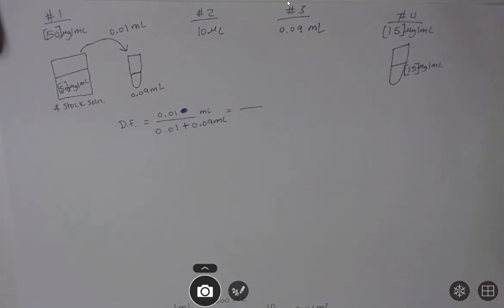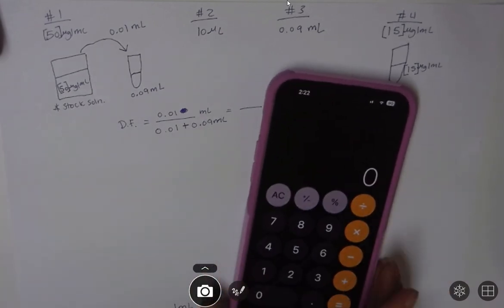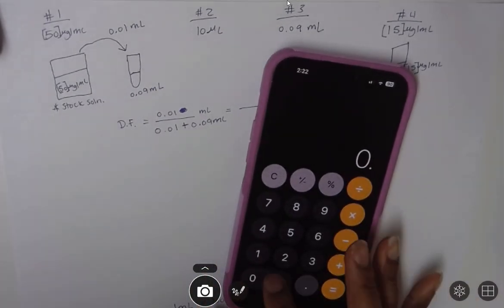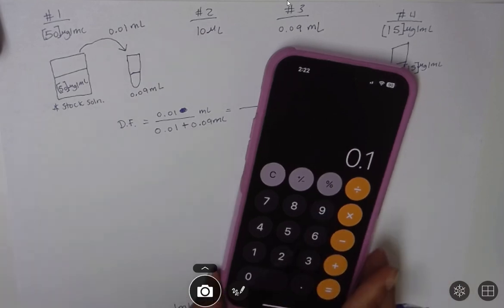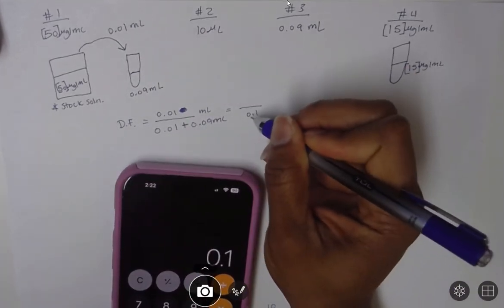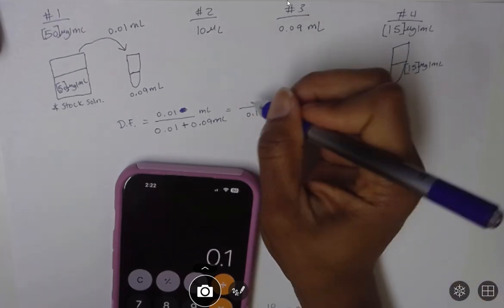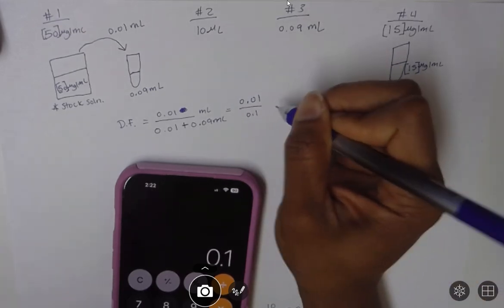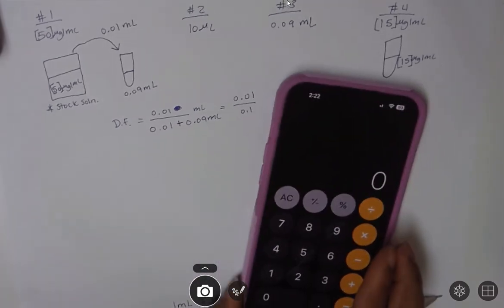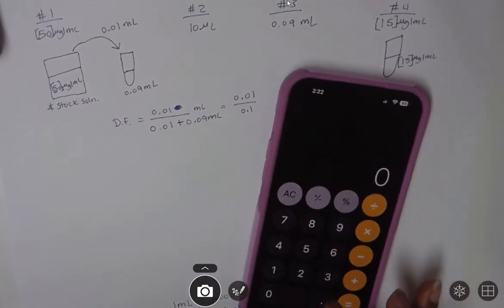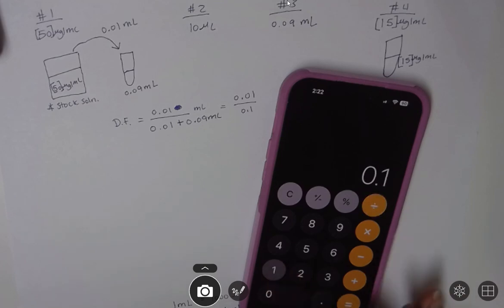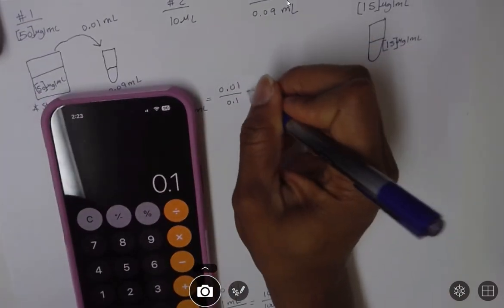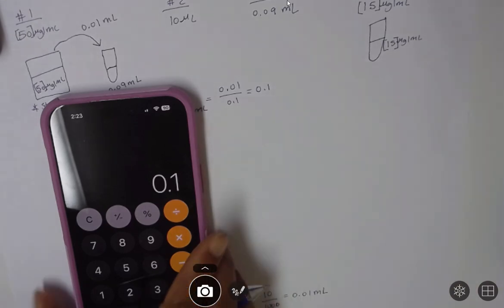and I'm going to go ahead and use my calculator in front of everybody so you see my values. Okay, so 0.01 plus 0.09 is 0.1, 0.1. And then this top value, which is 0.01. Be very careful of your decimals there. So now I'm going to put that into the calculator to get my dilution factor. So 0.01 divided by 0.1 gives me 0.1. That's my dilution factor.